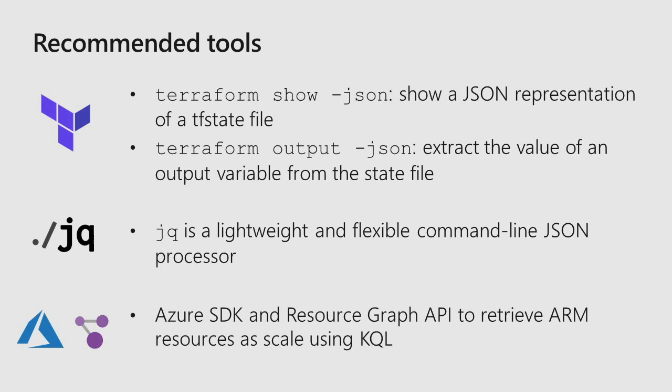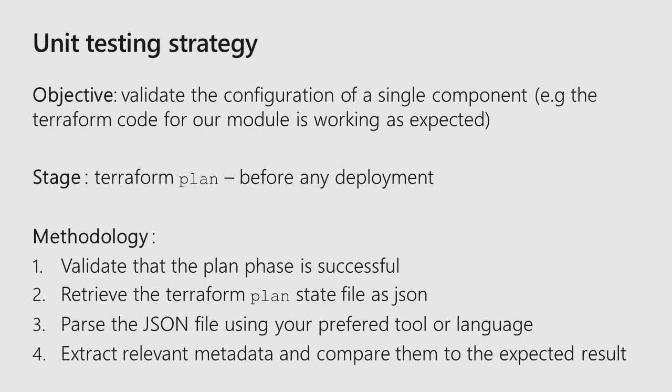So JQ is a lightweight and flexible command line JSON processor. The goal here is to pre-process the output from Terraform, extract some key values to pass them down to the next stage. And the next stage is using the Resource Graph API to retrieve what has been deployed on Azure. And here the goal is to use the Azure SDK to query at scale using the language called KQL, the Kusto Query Language.